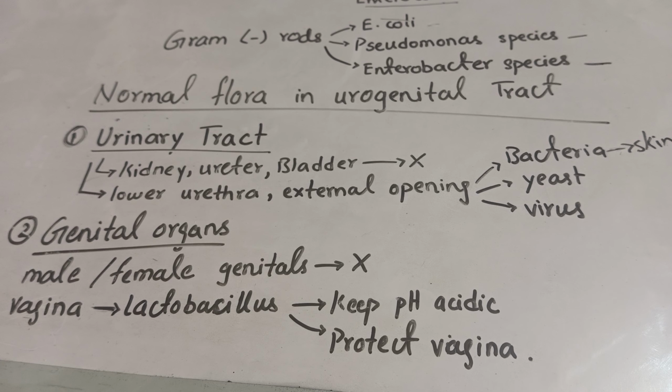So these are all the types of normal flora which are present in our body at various sites: in our skin, in our ear, in our eye, in our respiratory tract, in our oral cavity, in our gastrointestinal tract, and in our urogenital tract. So this was all about today's lecture.